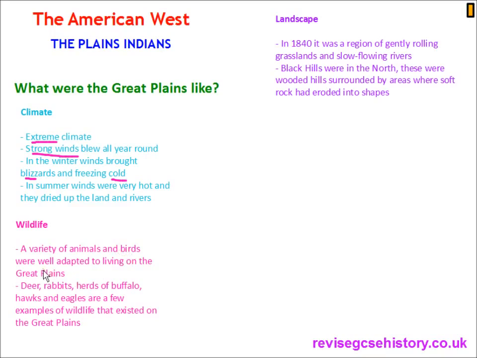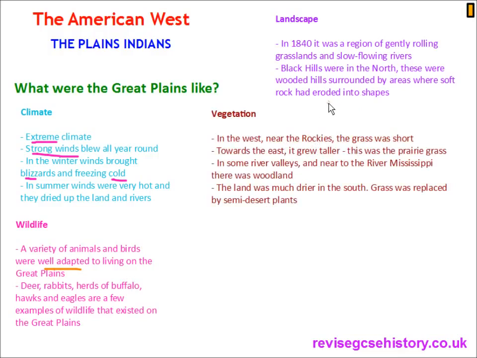Wildlife, there was a variety of animals and birds that lived on the Great Plains, and they were well adapted for living there. Deer, rabbits, herds of buffalo, hawks and eagles are a few examples of the wildlife that existed on the Great Plains.